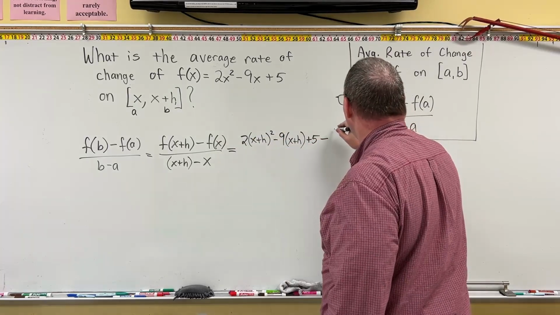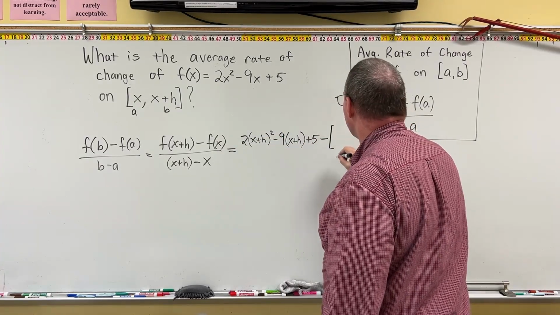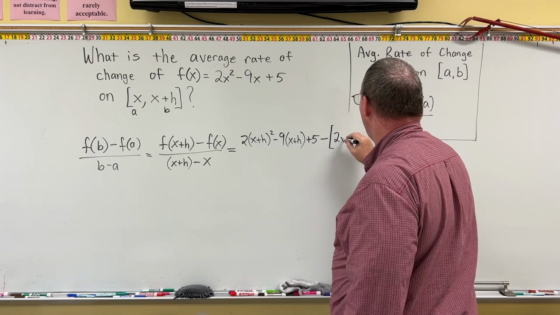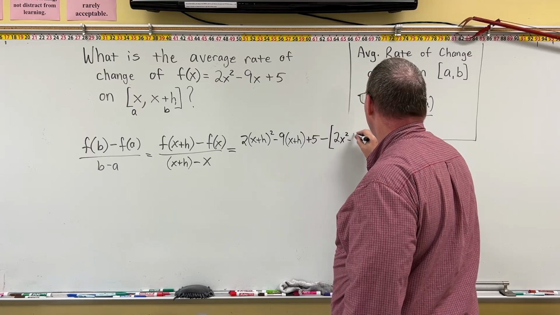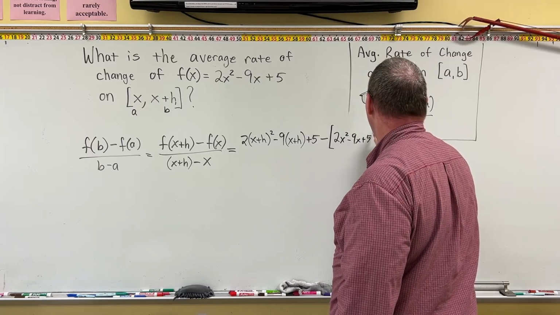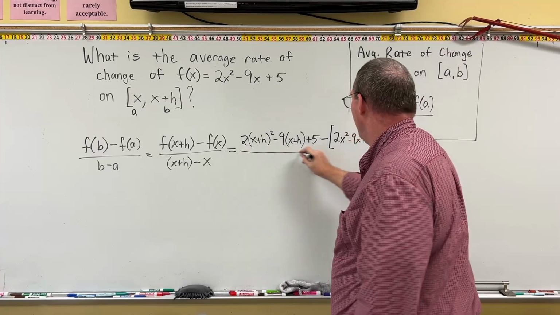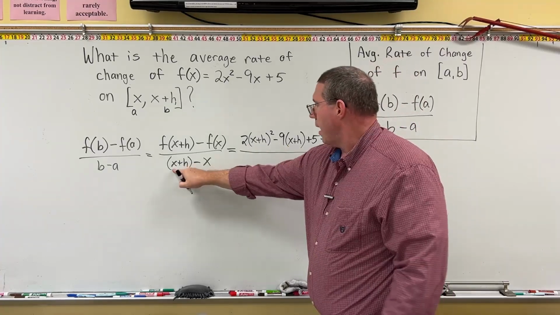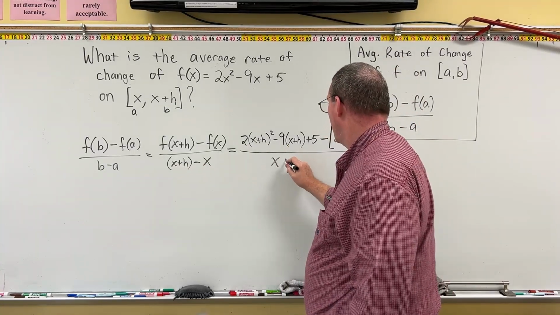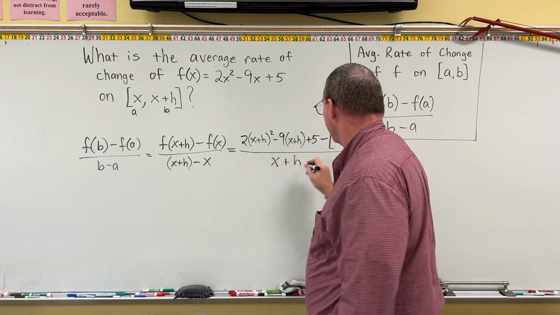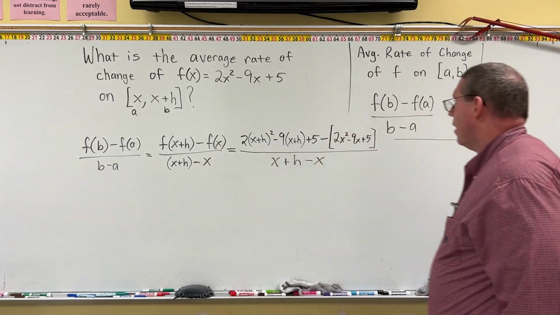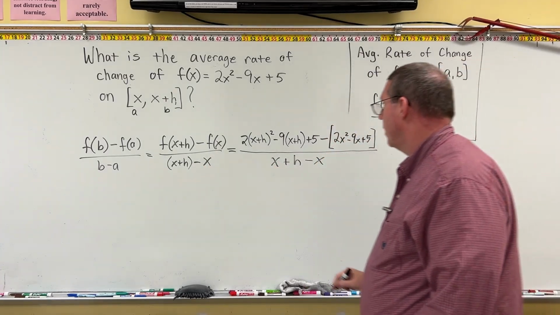We're just going to put this in. Watch how I'm going to put it in. I'm going to kind of put it in with some brackets. 2x squared minus 9x plus 5. All over x plus h minus x. Now this can be simplified, okay?